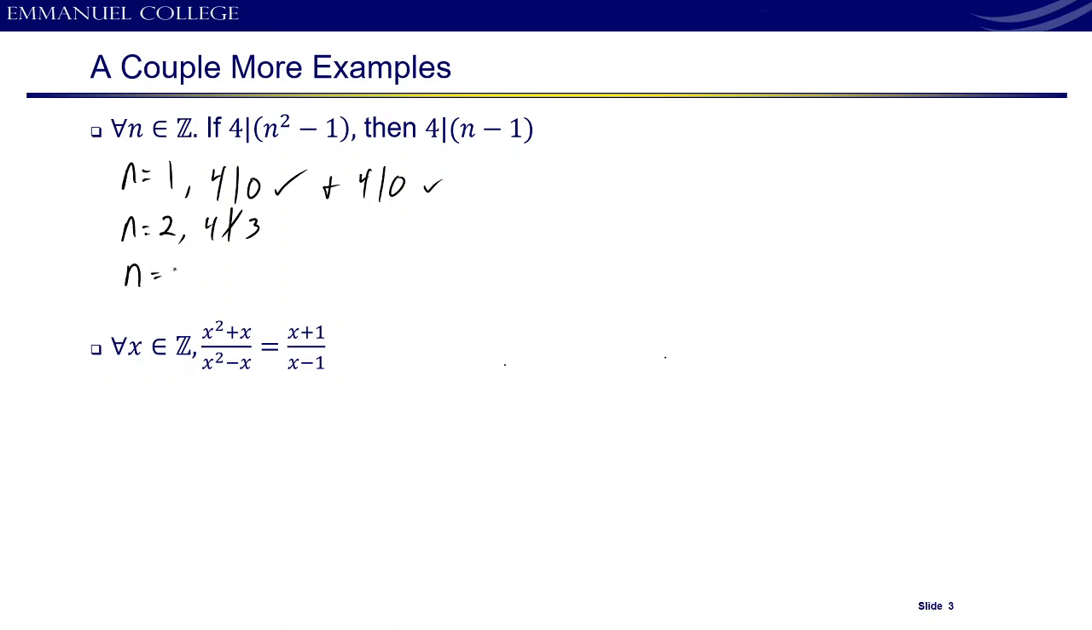But if I get to n equals 3, then I get 9 minus 1, which is 8. So 4 does divide 8. But 4 does not divide 3 minus 1, which is 2. So it said for all n that are in the integers, this was true. We found one case that makes it false.